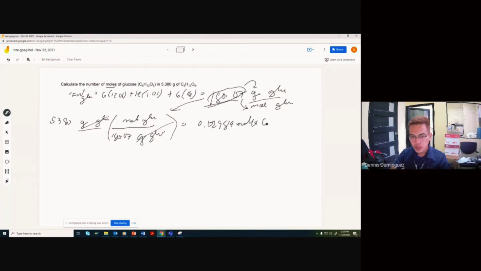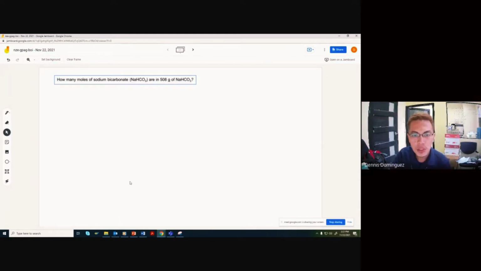2989 moles of your C6H12O6. How many moles of sodium bicarbonate are in 500 grams of sodium bicarbonate? So same process, itong buhaton.